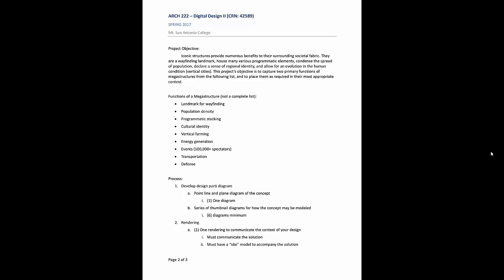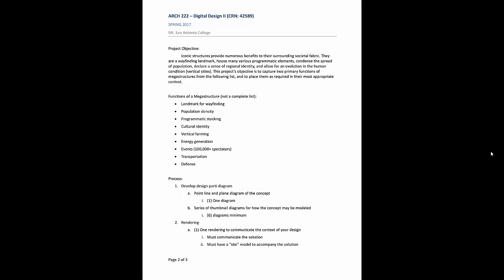Energy generation, that one can go 1,000 different ways. I'm not going to go through them all right now. Something like events, so giant megastructures for groups of 100,000 plus spectators, like stadiums, for instance. Transportation. You can think of transportation as not just being in the ground plane anymore. Mass transit is not really just going to be buses and trains in the near future.